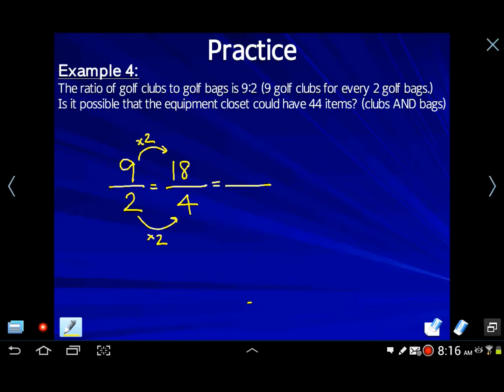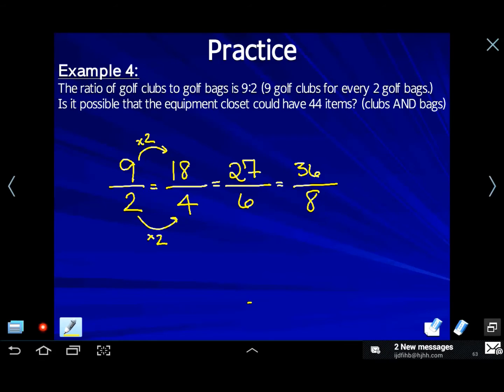Let's keep going. Instead of 9 times 2, let's do 9 times 3. 9 times 3 is 27. 2 times 3 is 6. I'm going to keep going here. I'm going to multiply by 4. 9 times 4 is 36, and 2 times 4 is 8.